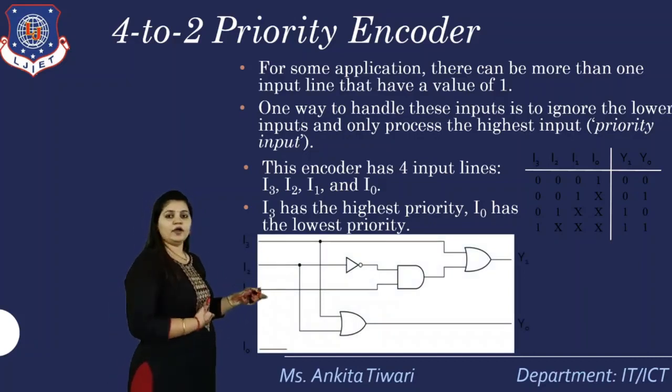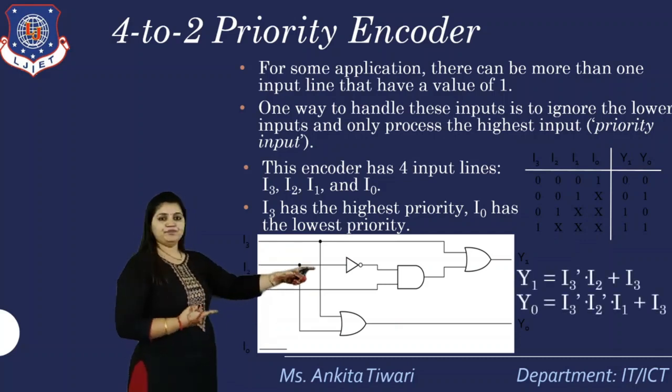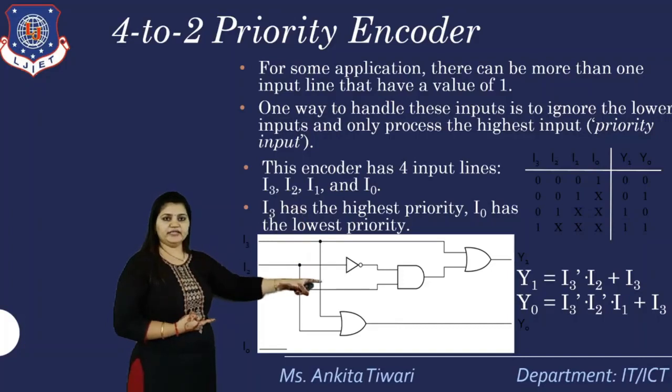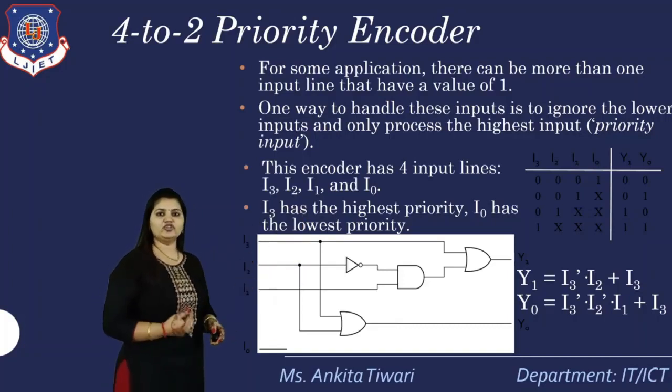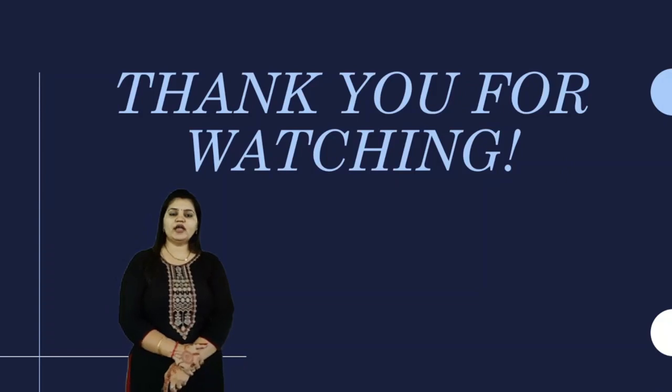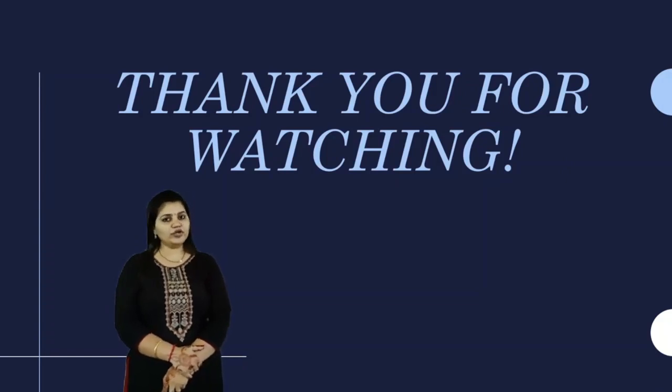This is the logic circuit with respect to encoders, and this is the circuit equation that we got from the table itself. So this is the priority encoder, with the example of a 4 to 2 line encoder. Here we have studied in this session encoders and priority encoders. Thank you.